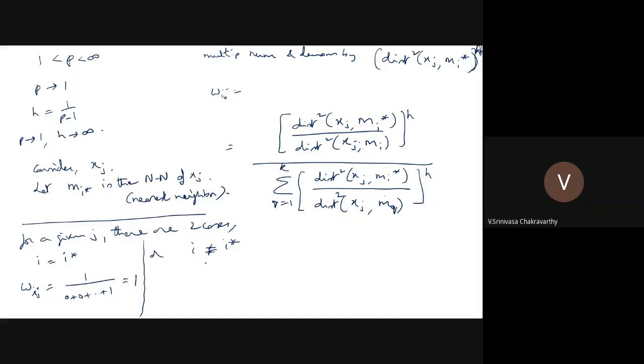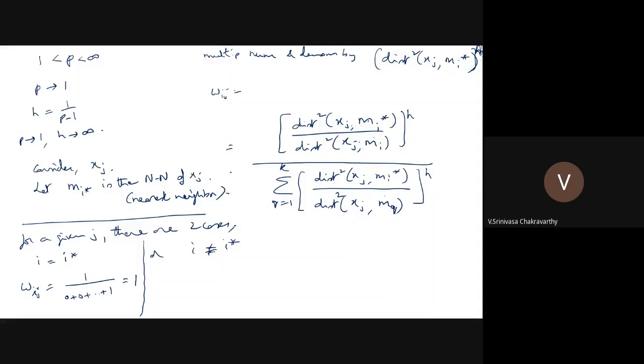Or if i is not equal to i star, in the denominator, d square xj mi star is less than d square xj mi, because mi is not equal to mi star. So this quantity will be less than 1. In the denominator, actually, all the quantities except one will be less than 1. Only one quantity will be equal to 1, because for that mq will be equal to mi star. Because you are going through all q, one of them will be equal to mi star.